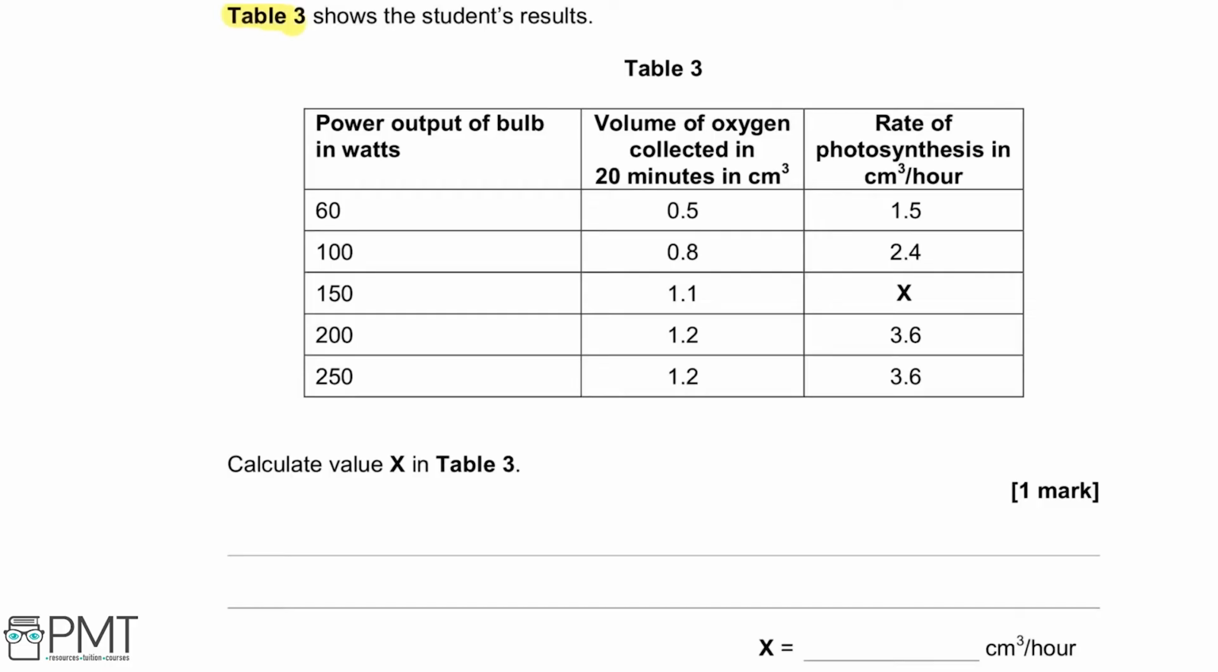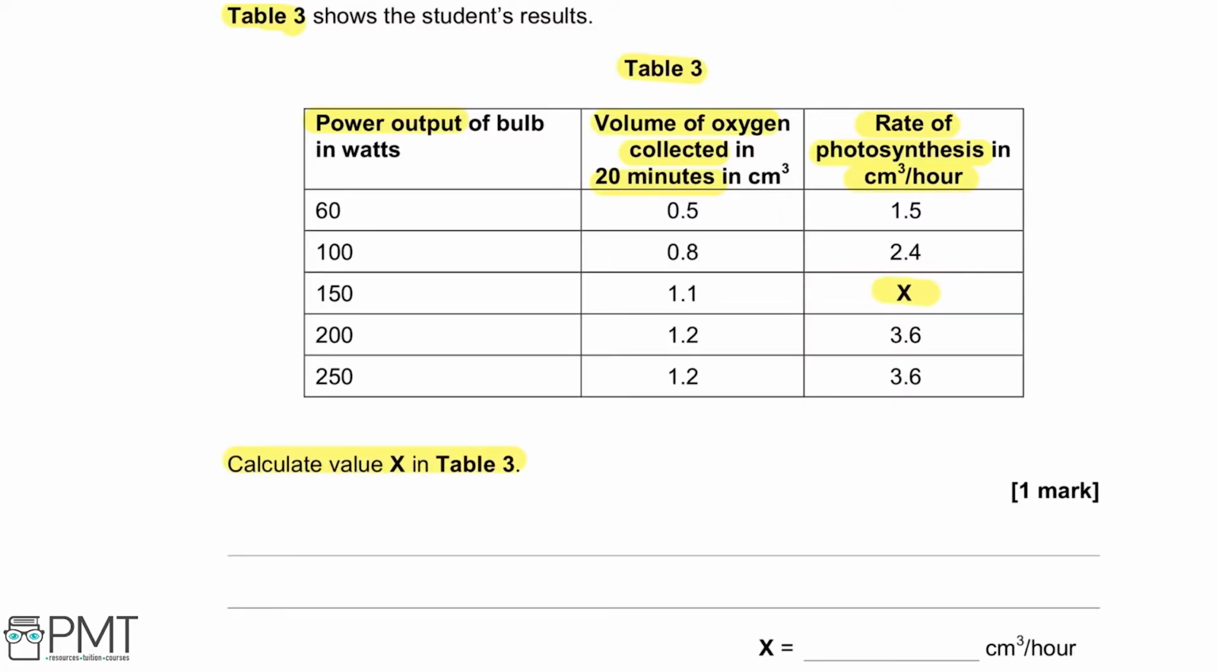Table 3 shows the students' results. So here you've got table 3. The left-hand column is the power output of the bulb in watts, and then you've got your central column of the volume of oxygen collected in 20 minutes. Then the last column is the rate of photosynthesis in centimetres cubed per hour. And the question wants you to calculate the value of x in table 3.